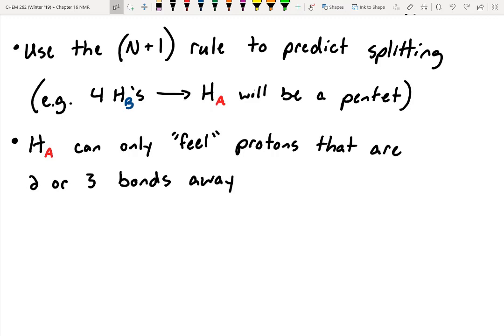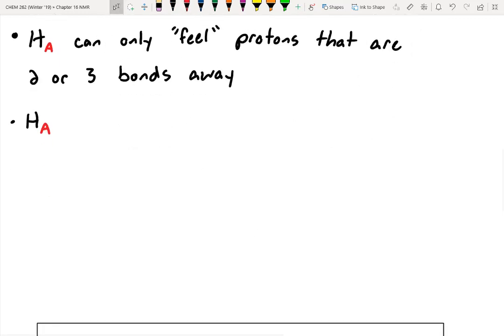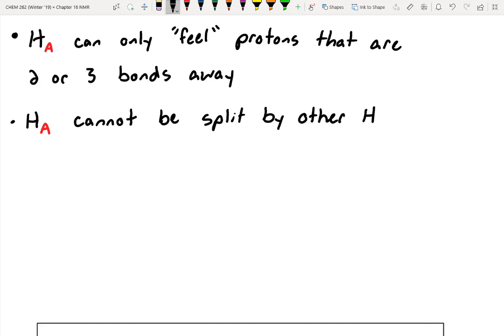The next thing that's also important is that when we're looking at HA, it cannot feel or be split by other HAs. That is to say, equivalent protons don't split one another. So let's even write that down.